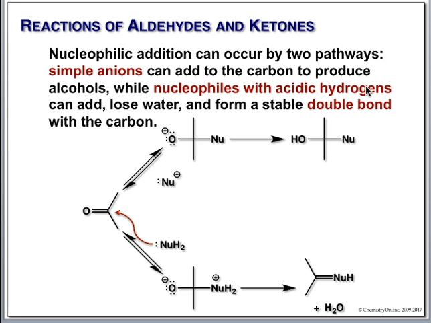When we do that, we can lose the elements of water, H2O, and form what we'll call an imine later on. An imine is a carbon-nitrogen double bond, specifically with a nitrogen. We'll see lots of examples of that. Very important reaction in chemistry and biochemistry.